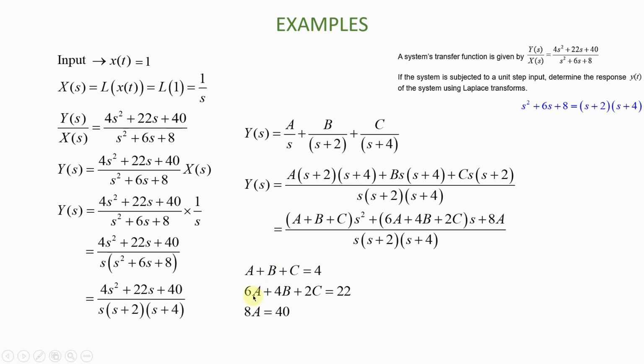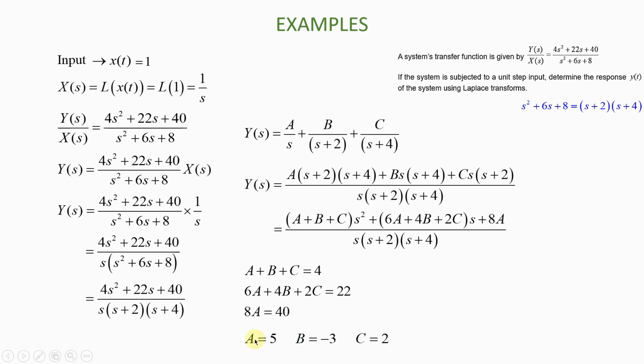Again, I am not going to go into the details of doing that. You can do it for yourself as an exercise. But here I am just going to give you the solution to this. Okay, so if you solve these three equations, you will find that A is equal to 5, B is equal to -3, and C is equal to 2.